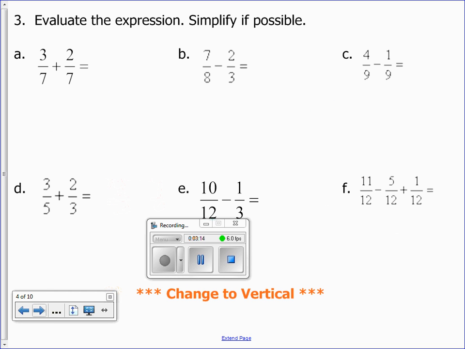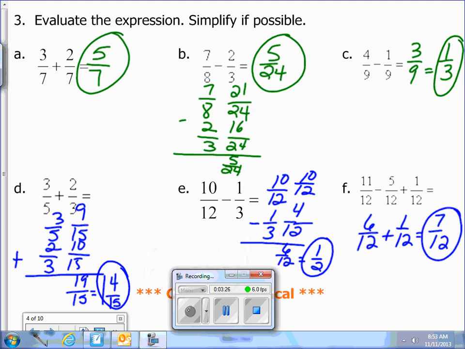Now we're going to evaluate the expression and simplify it, if possible, on each of these. I'm going to pause the video. I'm going to let you come back and check your answers. Now, as we come back, you need to check each and every answer to make sure it's in simplest form and that you added when it was an addition problem, you subtracted when it's a subtraction problem. You need to show each and every step of the problem in order to get the correct solution, in order to get full credit also.